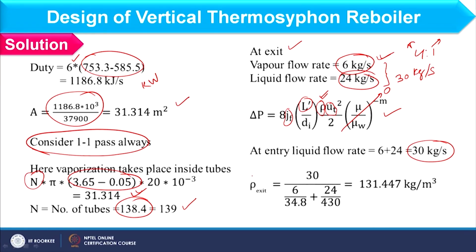Now, at exit condition, how I should find out the density, that we can calculate as 30, which is the total feed, should be divided by 6, and that should be divided by density of the vapor, and we have 24 liquid, and here we have density of the liquid. When we solve this, we can find density at exit condition as 131.447 kg per meter cube. So, in that way we have density at exit condition, and at entry condition we consider density of the liquid only, which is 430 kg per meter cube, right.